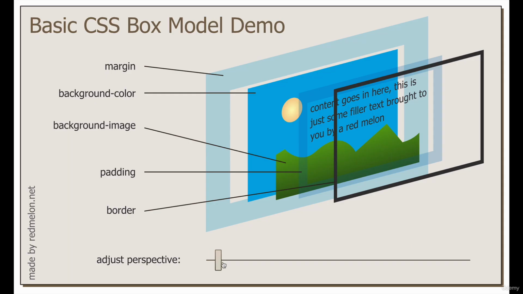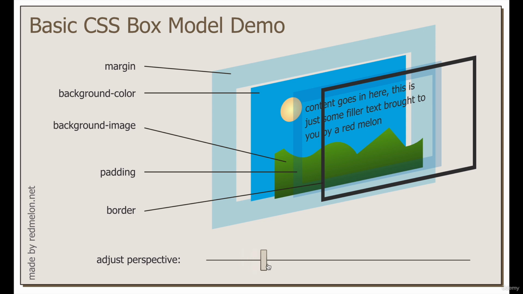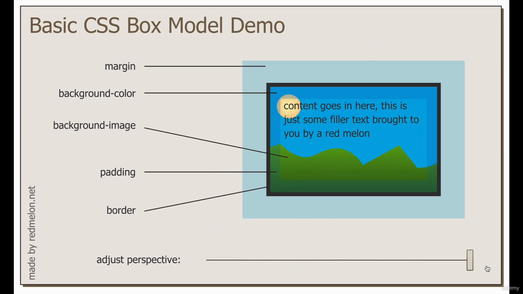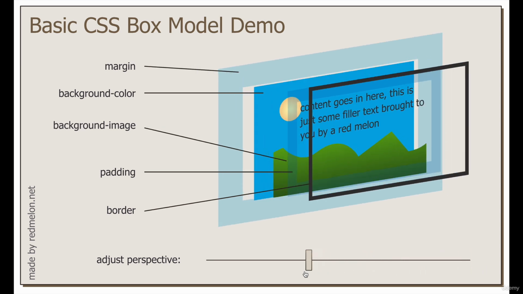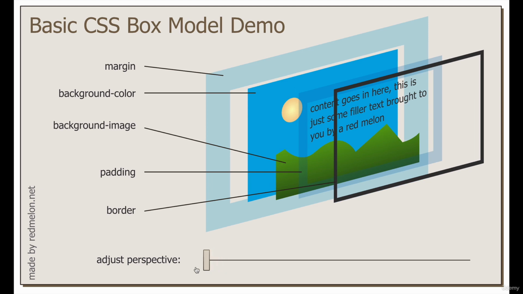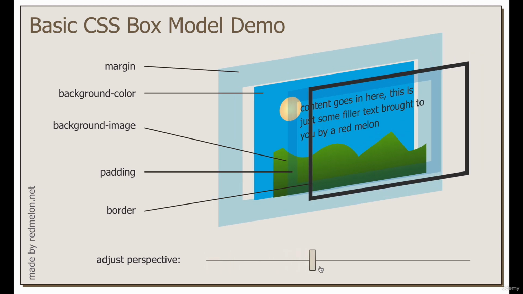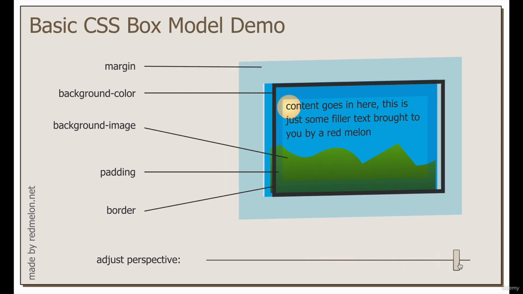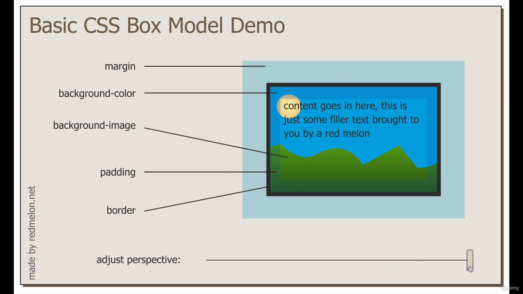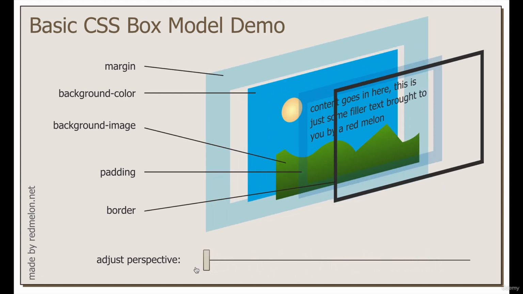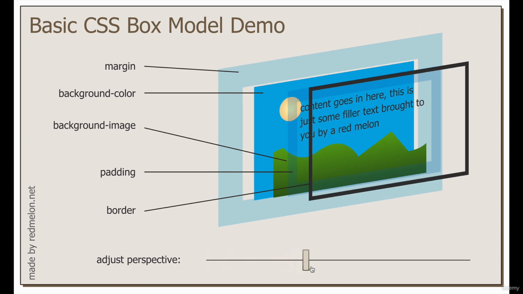Now, in order to better understand this idea of the box model, here's a demo that shows it from a 3D point of view. So as you see me drag the perspective, you can actually see that box model as it turns to the side, and it shows you which parts are the padding, which parts will get filled with the background image, which parts will end up with the background color, and which parts the content would go.